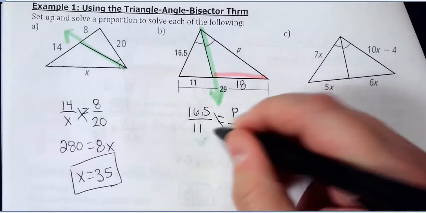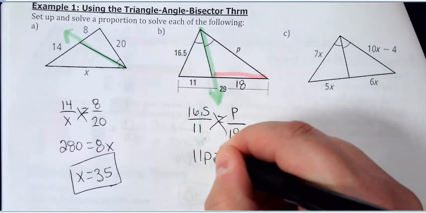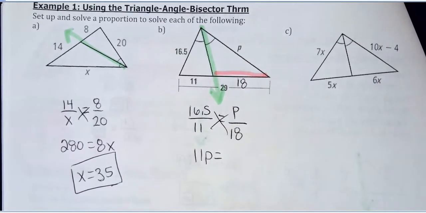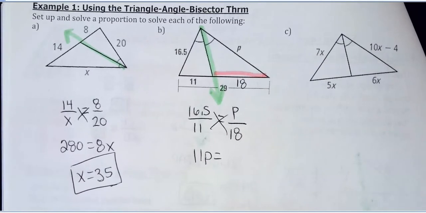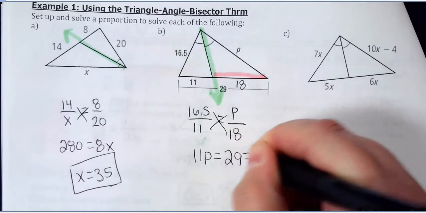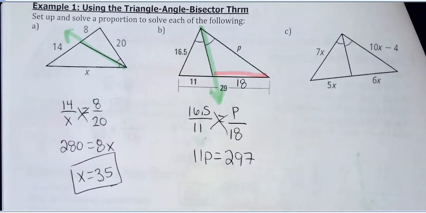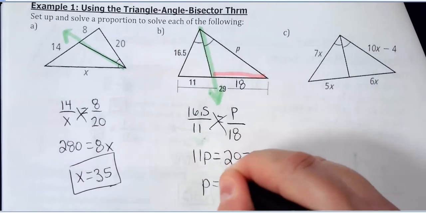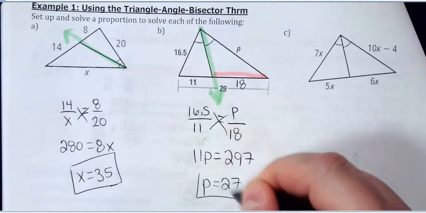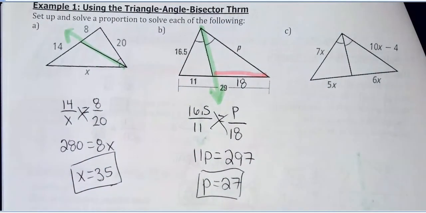Then we can just cross multiply 11p. If you do 18 times 16.5, we're going to get 297. I'm going to divide that by 11, and that's actually a nice number. P is going to be 27.